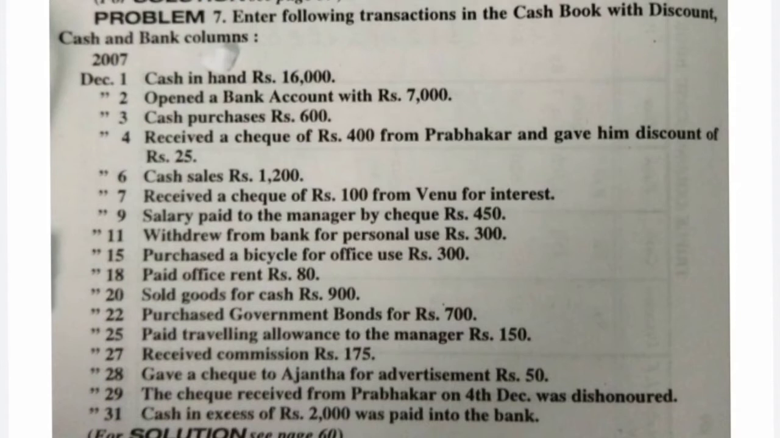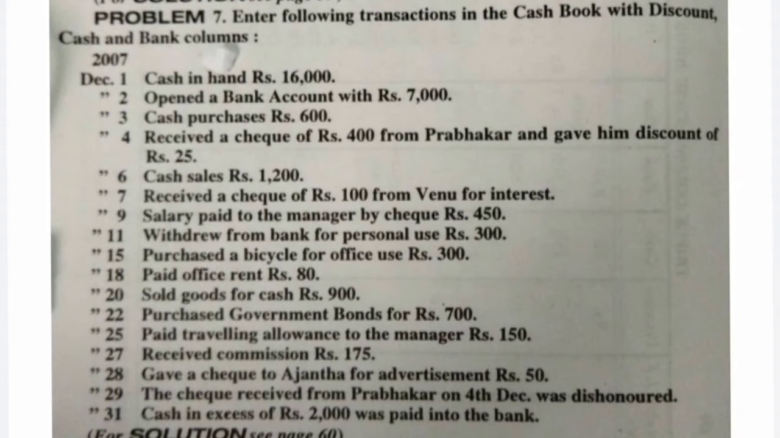Next one, cash sales. That is cash account debit to sales account will be the journal entry. So cash is on the debit side, so you will debit the cash column with rupees 1200 in the cash book.